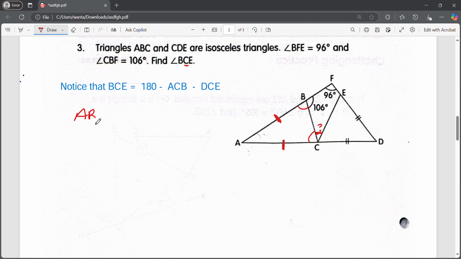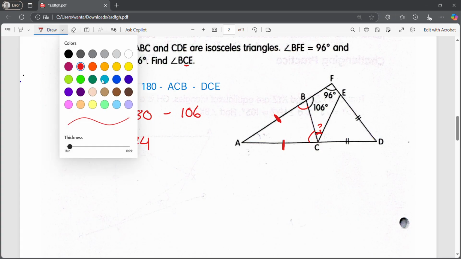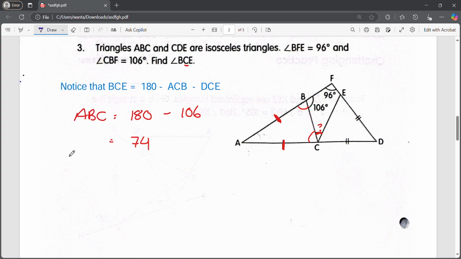So let's write it. ABC is 180 minus 106. This will give us 74. ABC is 74. And therefore, ACB is also 74 because it's an isosceles. That's the property of the isosceles. The angles opposite the equal sides will be equal. So we got 74.